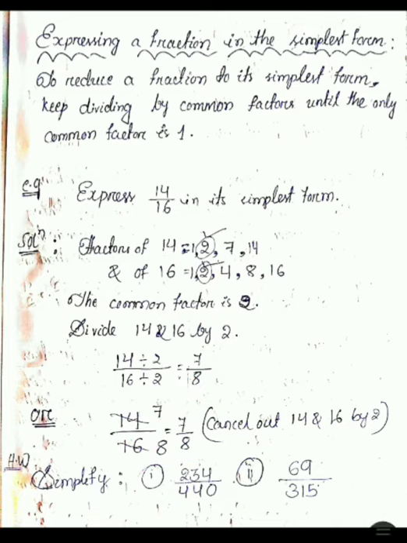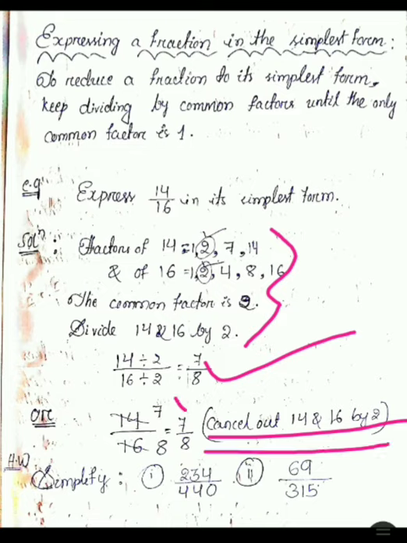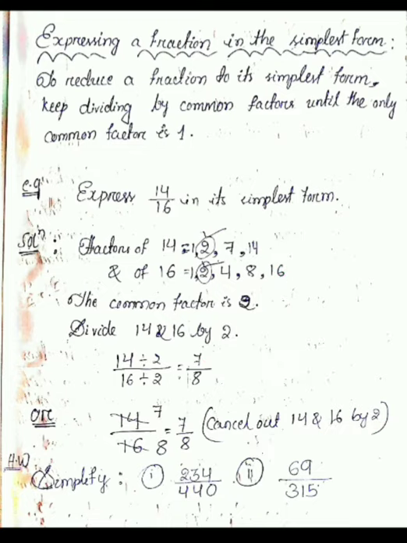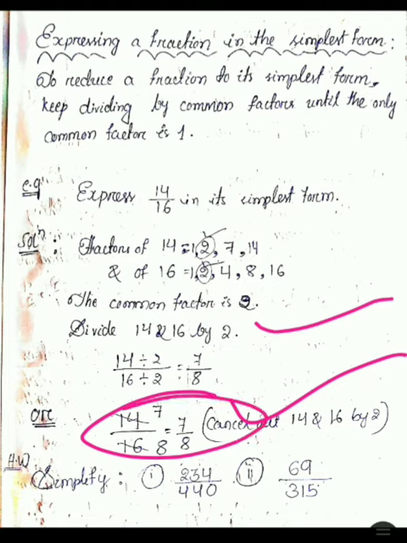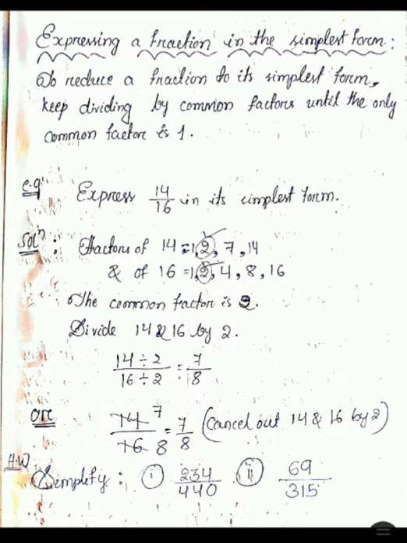Here the answer is 7 by 8. So students, by finding the common factors you can get 7 by 8, or by cancelling out with one table you will get 7 by 8. This one is the easy process. So students, you can do it in this process also and in that process also. In higher classes, you have to use this one so that you can solve one question within a few seconds.